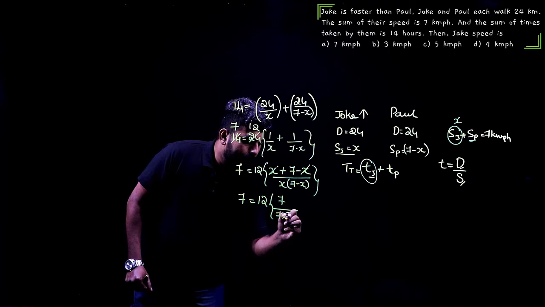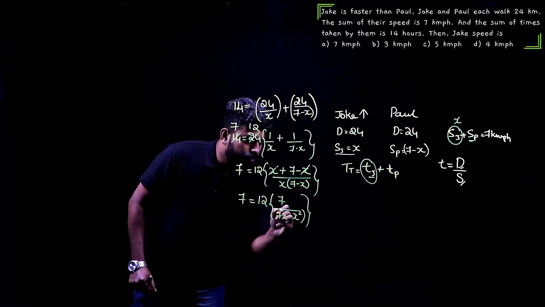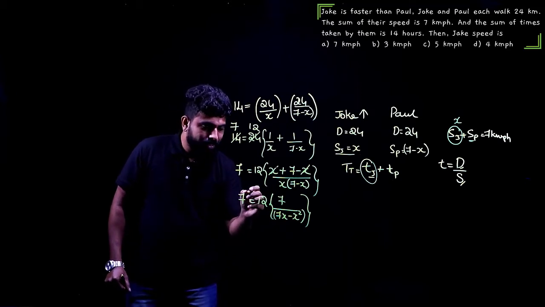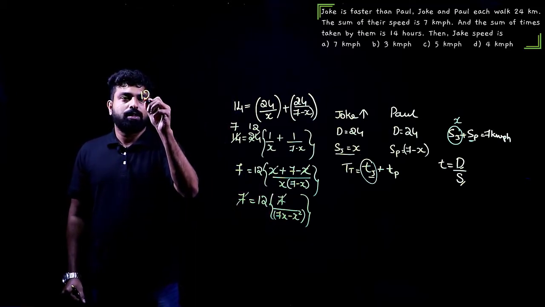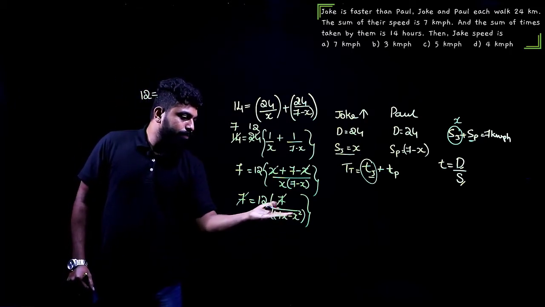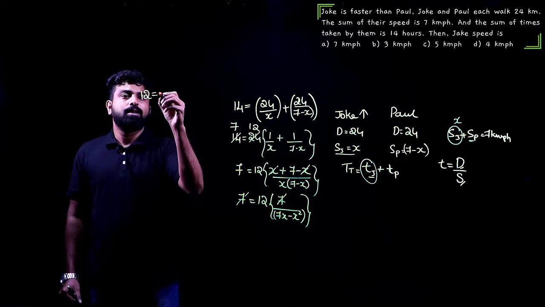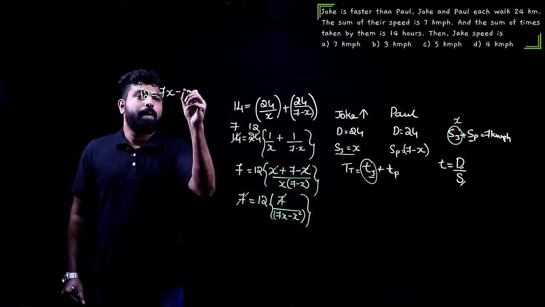7x minus x square. So this is what I'll be left with. Now again, 7 and 7 get cancelled. So finally I'll be left with 12 equal to 7x minus x square, which will go to the numerator when I take it to the other side. So it will be 7x minus x square.